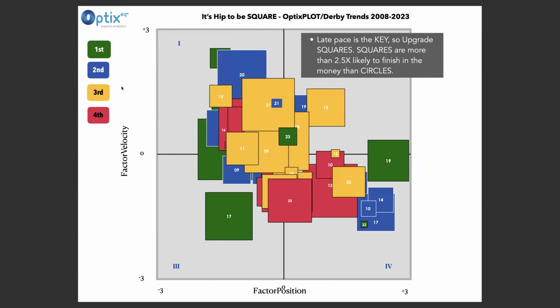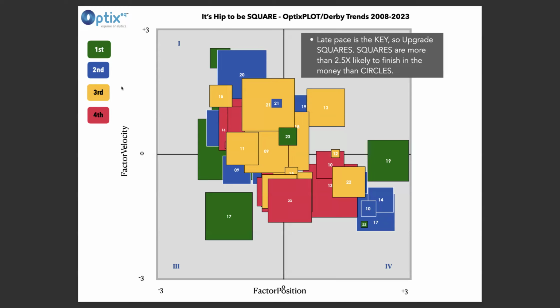The next slide is where you want to look, especially when you're playing exotics. Squares really have a dominant advantage over circles. So again, this is late pace. When you talk about horses that are going a mile and a quarter for the first time, this is really important. Late pace is the key. So upgrade squares. Squares are more than 2.5 times more likely to finish in the money than circles.